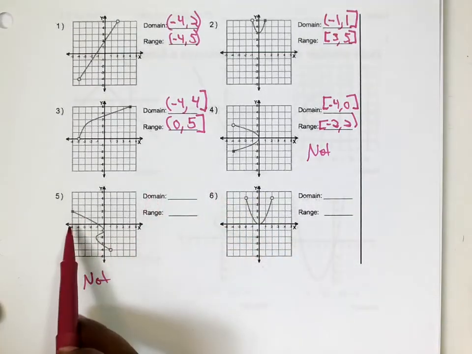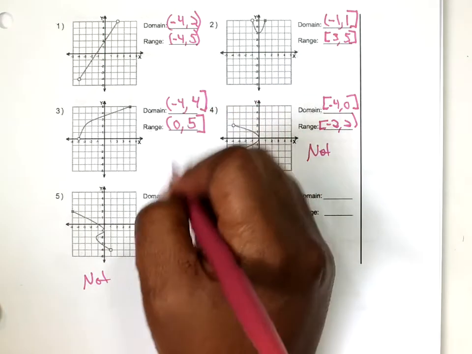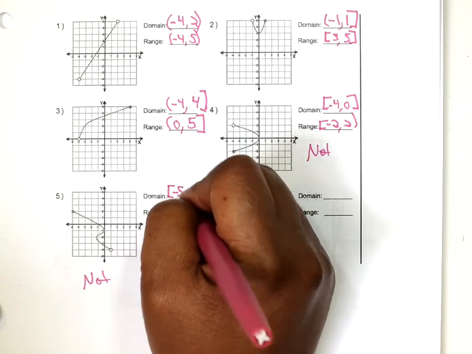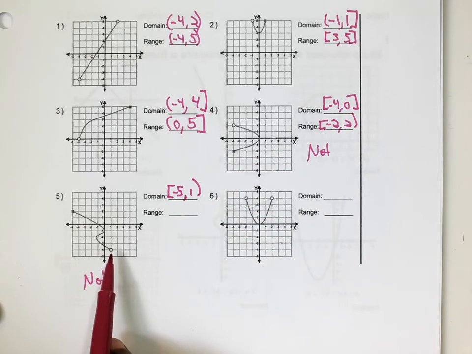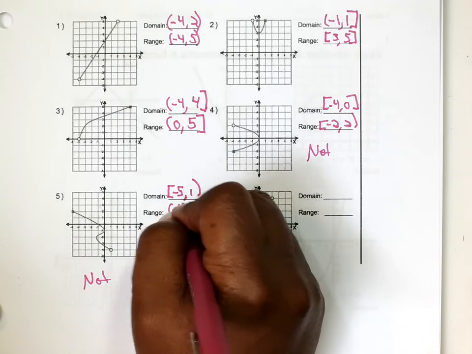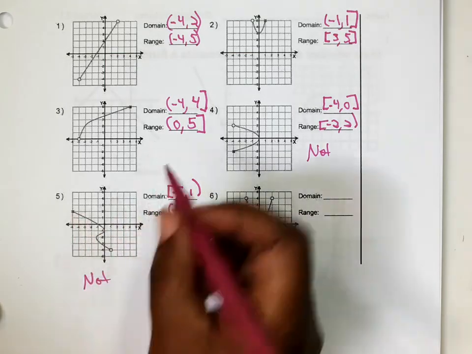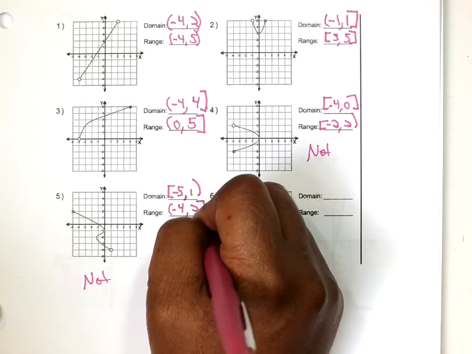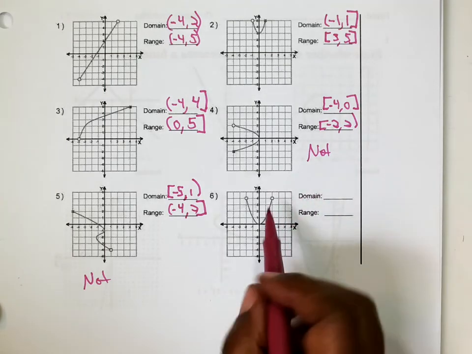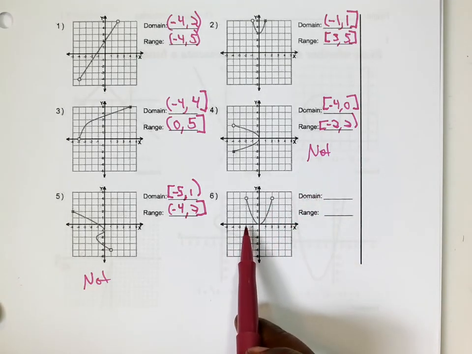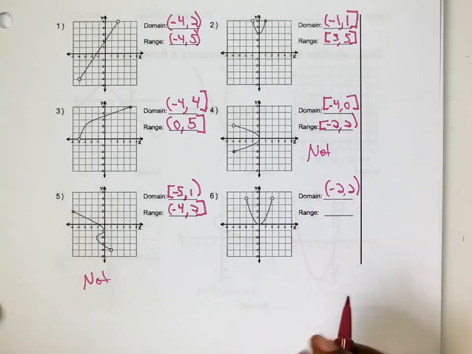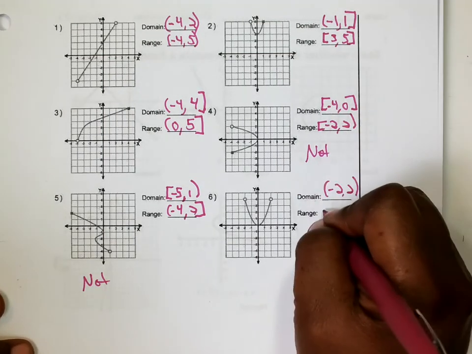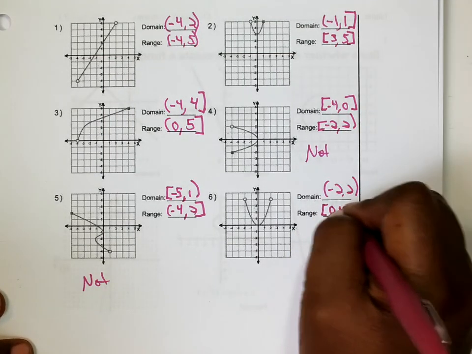Domain here from -5 to 1. And the range, -4 with a parenthesis, and it goes up to 2, and that's a hard bracket. And then the last one, the domain, the x values go from -2 to 2, but parentheses by both of those. And the y values go from 0 to 4. 0, hard bracket, 4, parentheses.